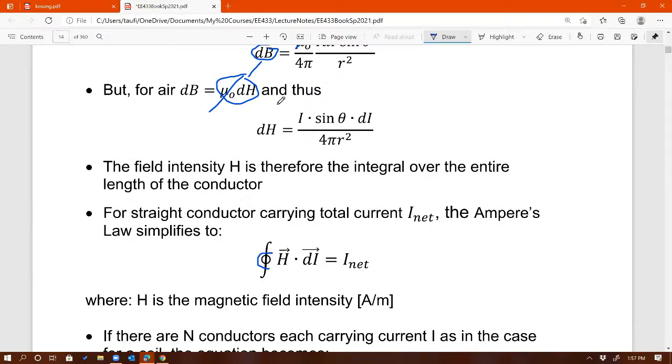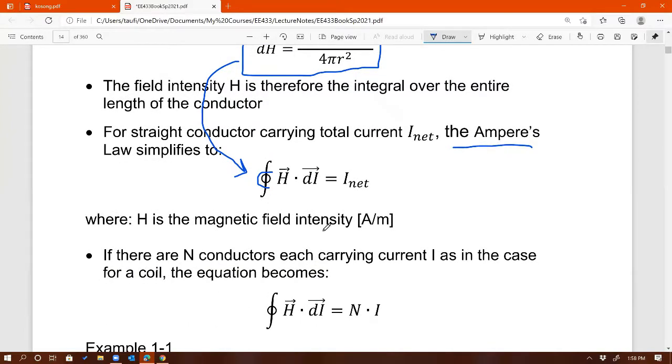So there is the Biot-Savart law, right? And then when you simplify that into this equation, then you get Ampere's law, okay? That the closed loop integral of H with respect to dl should be equal to the net current within that closed loop, okay? Again, H is the magnetic field intensity, amps per meter.